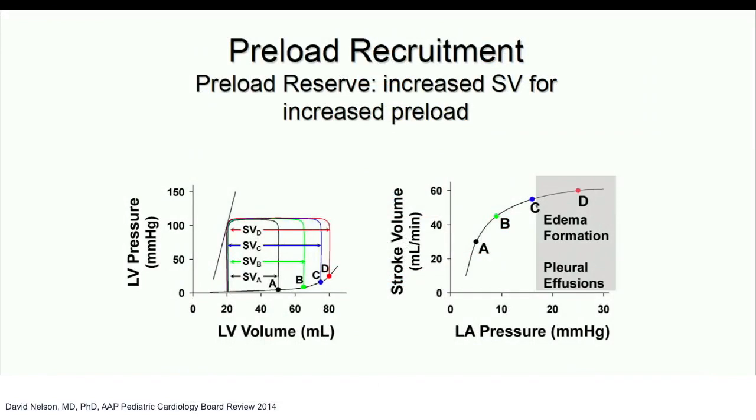So looking at preload, we have a pressure-volume loop on the left and a corresponding Starling curve on the right. So again, revisiting the fundamental length-tension relationship in the Frank-Starling curve. Here we see how pressure-volume loop changes with increasing preload. So as preload increases, stroke volume is going to increase for a fixed contractility and afterload. This will continue until we've reached or exceeded the stretch of the myocardium, at which point end diastolic pressure is going to increase, and clinically this is when we're going to see congestion and backup of fluid in the form of pulmonary edema and pleural effusions.